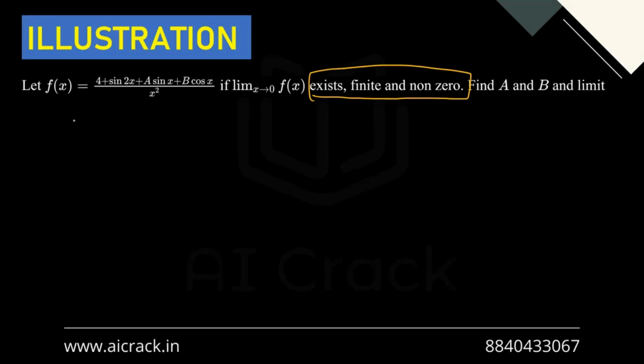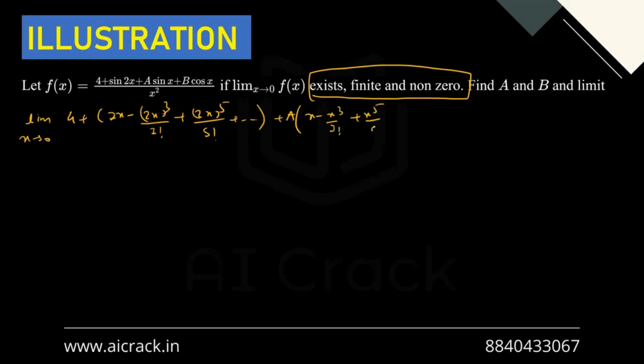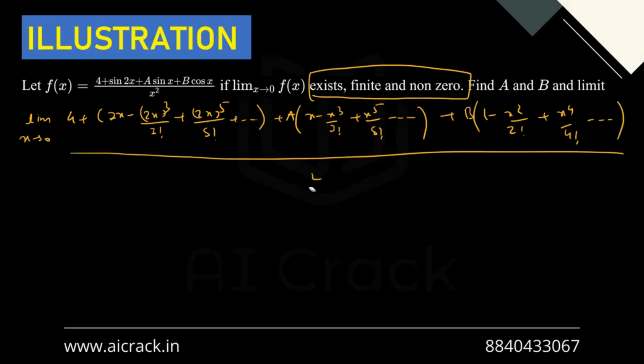So let's first write the expansion over here. So we have limit x approaches 0, 4 plus sine 2x, which is 2x minus (2x) whole cube divided by 3 factorial plus (2x) raised to the power 5 by 5 factorial and so on, plus a times x minus x cube by 3 factorial plus x to the 5 by 5 factorial and so on, plus b times 1 minus x square by 2 factorial plus x to the 4 by 4 factorial and so on, whole divided by x square.